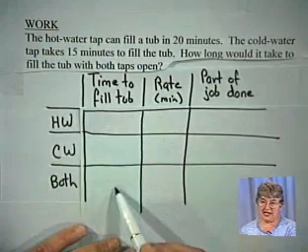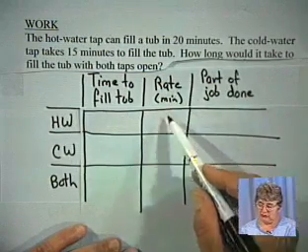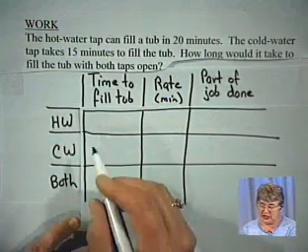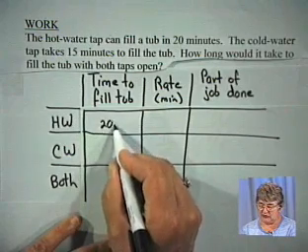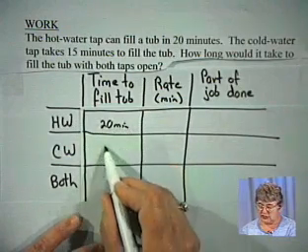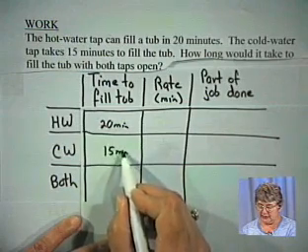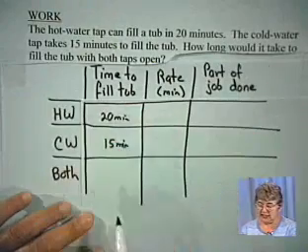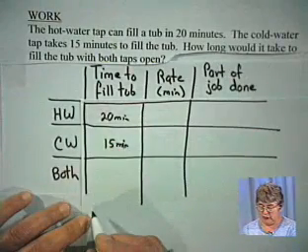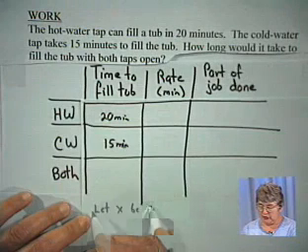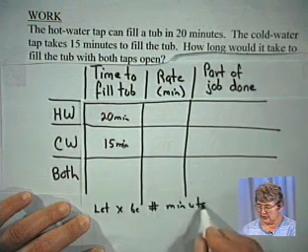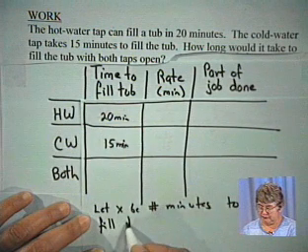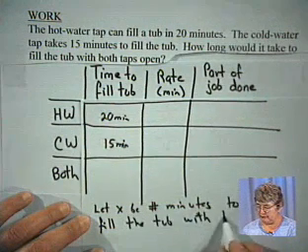One column which says time to fill the tub, then the rate at which each of the taps work, and then part of the job done by each of the taps. So we have that the hot water takes 20 minutes to fill the tub. Now, the question of the problem says how long would it take to fill the tub with both taps all open. So let's say let X be the time to fill the tub with both taps open.